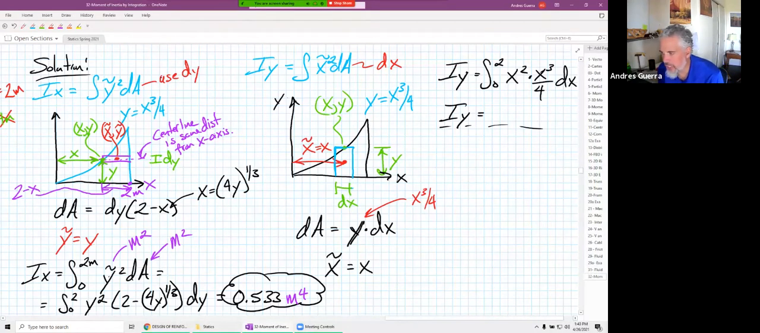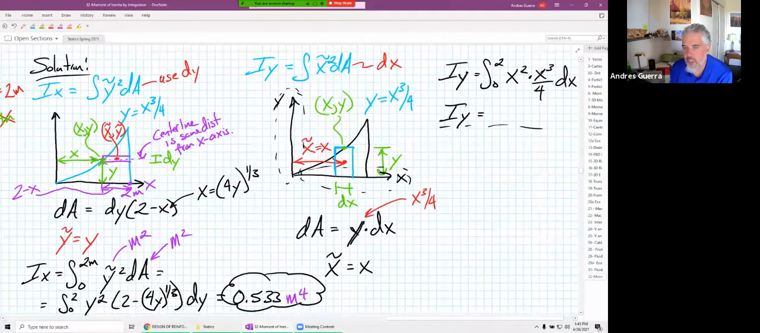Anyone, what do you think in the chat? Is Iy going to be, do I have more area, if I'm thinking about bending about the y-axis versus bending about the x-axis, which one is going to be bigger? So if I was trying to bend the yardstick about the y, well, don't I have quite a bit of area relative to the y-axis?